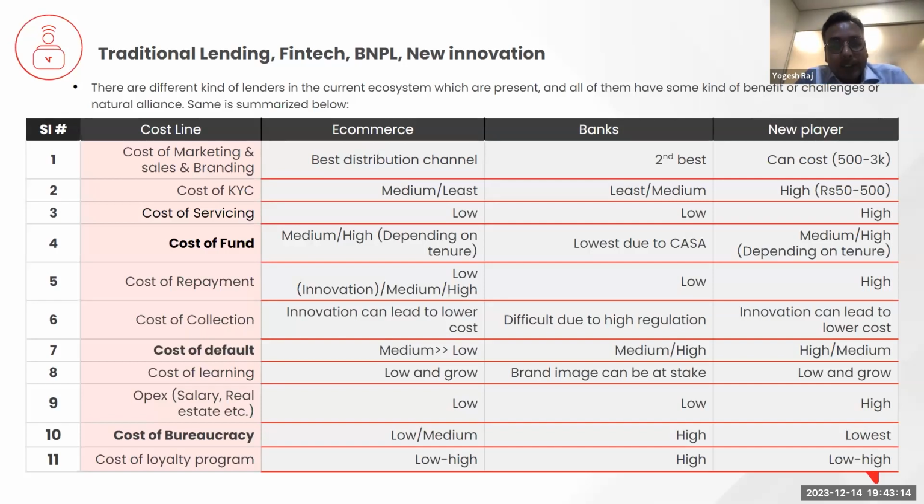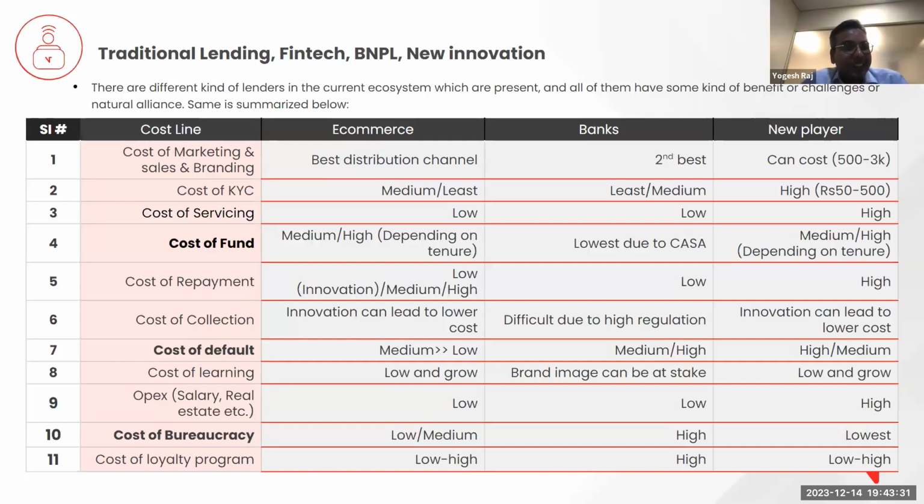For banks, it's still very, very manual. But if they already have many customers, then it is the least. For new players, it is generally high. And this is also in a way a regulatory requirement. You can't give a loan to anybody if you don't do KYC.